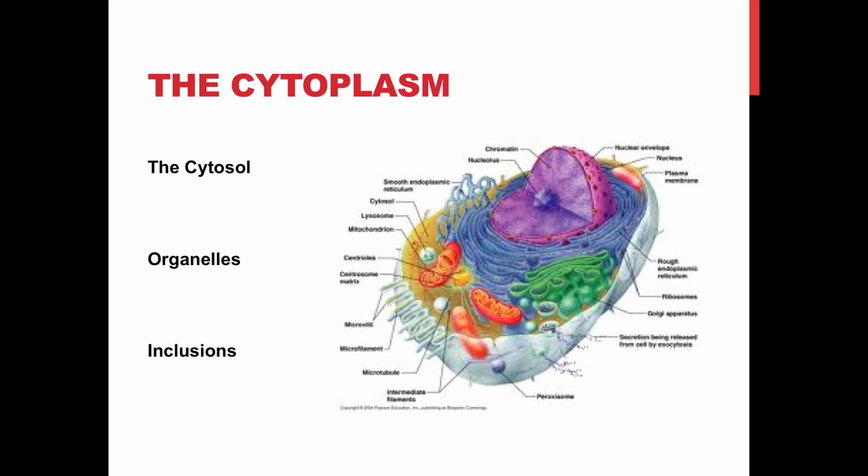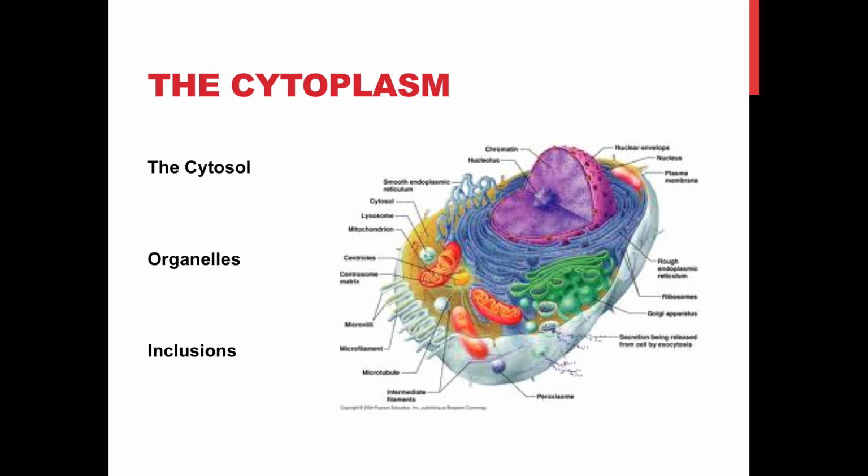Hey guys, so next we're going to be talking about cytoplasm. So we talked about the plasma membrane. It contains a cell and is a selectively permeable double lipid bilayer that regulates the concentration of ions and molecules passively or actively. Next, we're going to be talking about the cytoplasm.